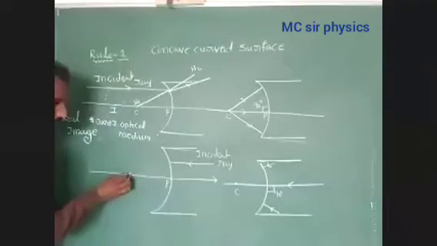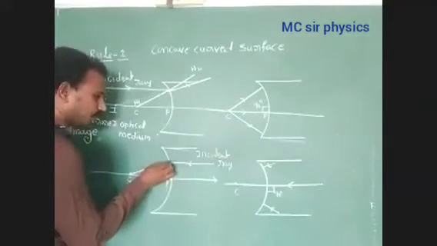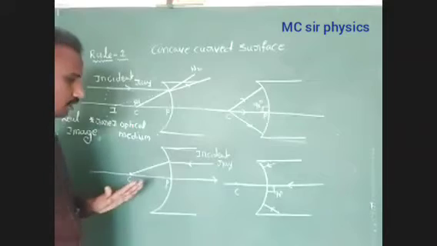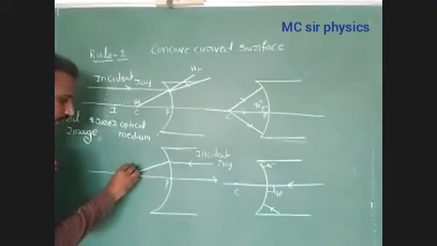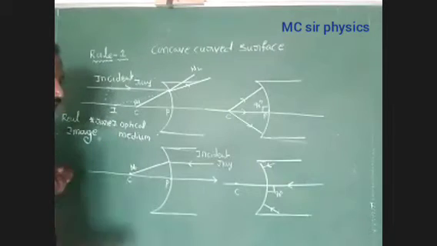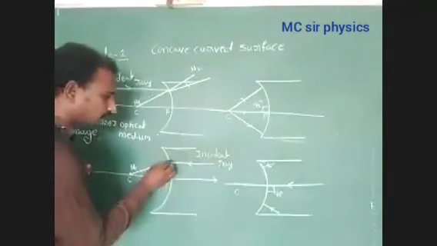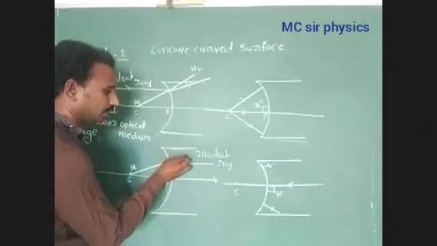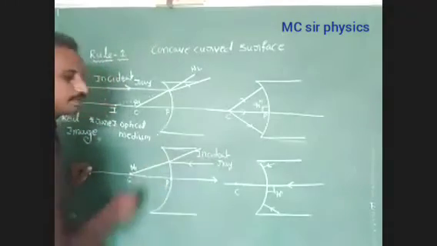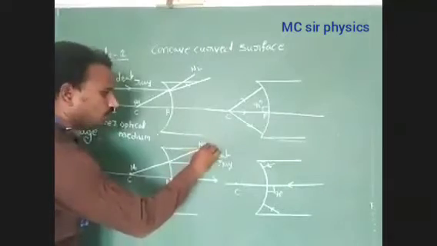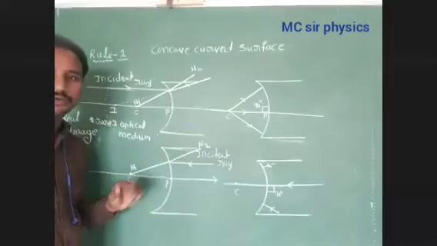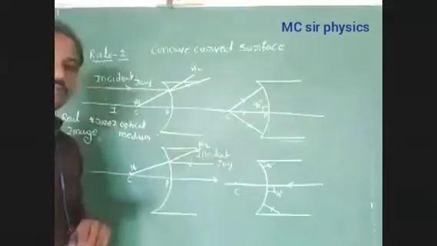First, we have to represent the normal. Normal is always perpendicular to the curved surface. In which medium do we consider it? In the rarer optical medium. Draw another normal in the denser optical medium. What is the direction of the normal? Normal is always perpendicular to the curved surface. It represents N1, and it represents N2.